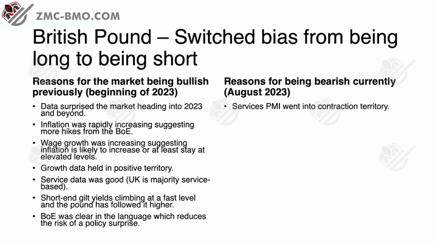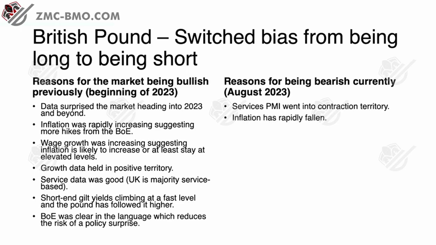Firstly, services PMIs went into contraction territory. I think that was around mid-August. I can't remember the specific date, but it went into contraction territory, so obviously below 50. That in itself is not good. If we know the UK is majority service-based, then a contraction in the services sector is not going to be good for the economy. And as a result, not good for the currency.